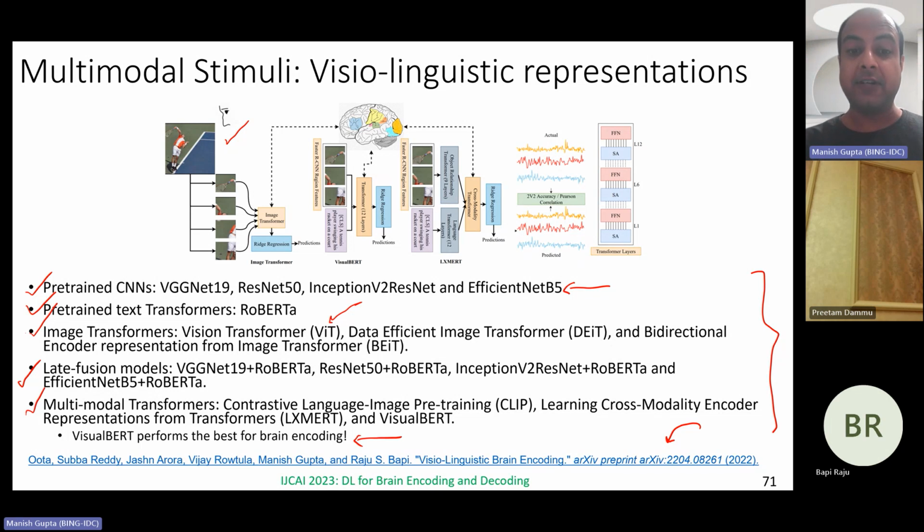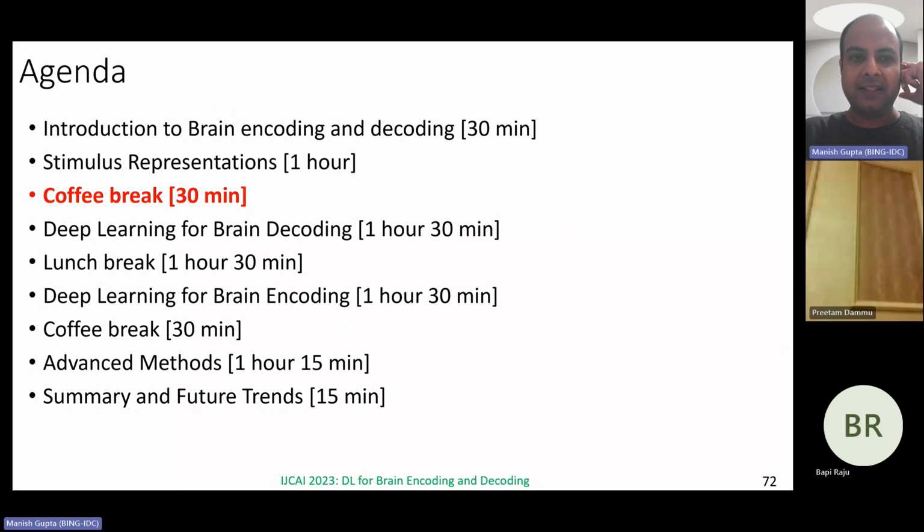Those kinds of questions can now be answered very nicely using these multimodal transformer-based representations over multimodal stimuli, especially if you have fMRI representations with such multimodal stimuli, right? So that's that. Now that was the initial first part of this tutorial, and we sort of wrap it up here.